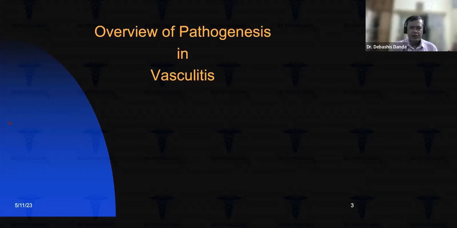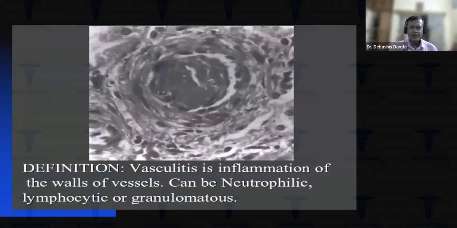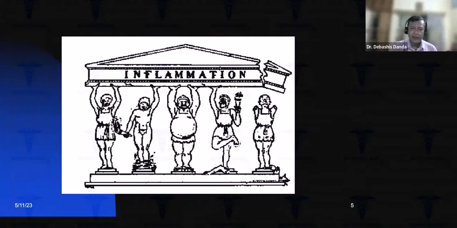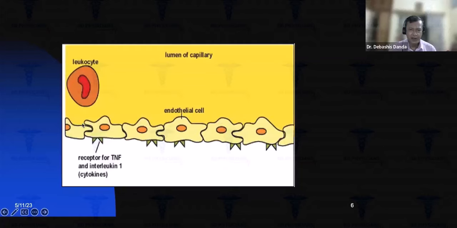So, in an overview of pathogenesis of vasculitis, I would like to just mention that vasculitis causes inflammation of the vessel wall. It can be neutrophilic, lymphocytic, or granulomatous. So normally, like we know from the pathology diagram of dolor, rubor, tumor, calor, and loss of function are the 5 pillars of inflammation, which is applicable to vasculitis also.